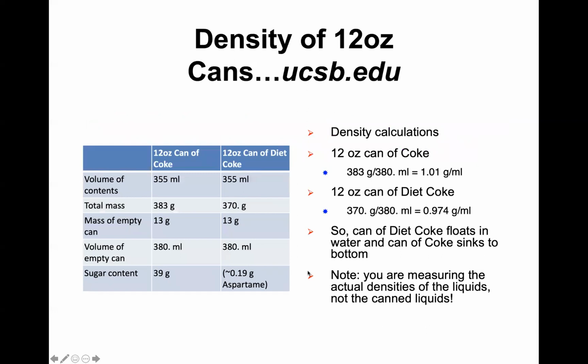Now for this experiment, you will see that we have 12 ounce cans. Here are some measurements: the volume will be 355, and for the Diet Coke, the same volume, but the total mass will be this one here. For the empty can, they both are 13 grams, and the volume of an empty can is all the same. The difference between regular Coke and Diet Coke is that this one has 39 grams of sugar.